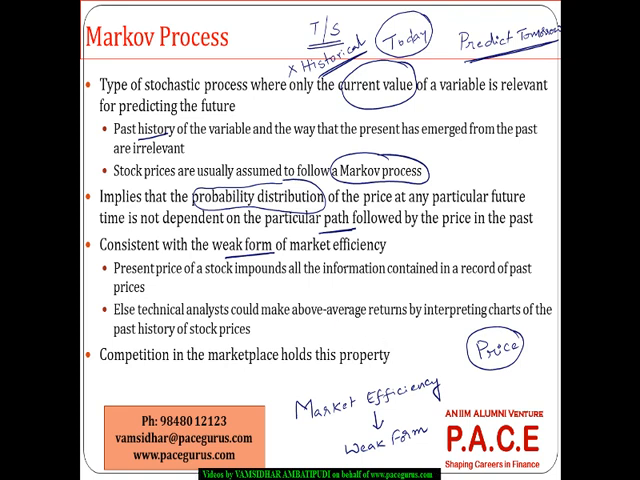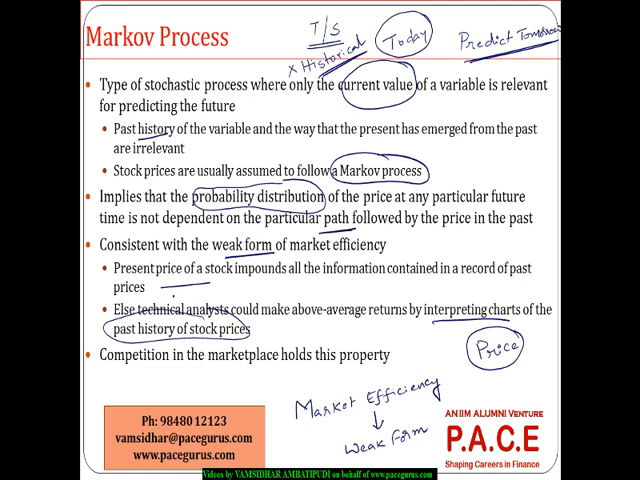Otherwise, the technical analysts are going to do a lot of study with the graphs, charts, interpretations, and they would be able to predict the future price just by looking at the past history of the stock prices. So that makes the market more and more inefficient. Which means, if I'm saying stock prices follow Markov property, the weak form efficiency is very much existing in the market. The path that the stock has followed in the past will not in any way influence the prediction for the future.